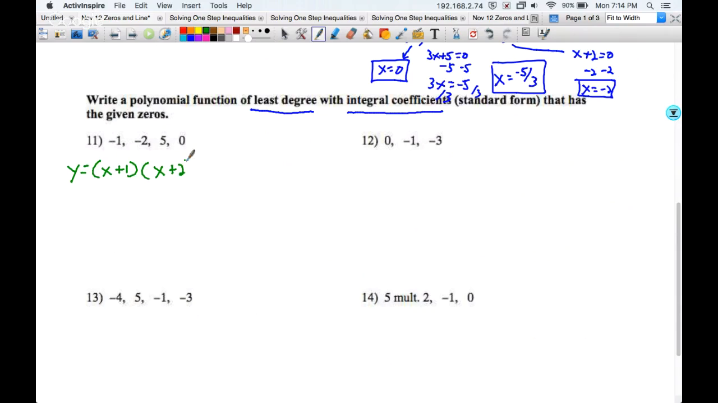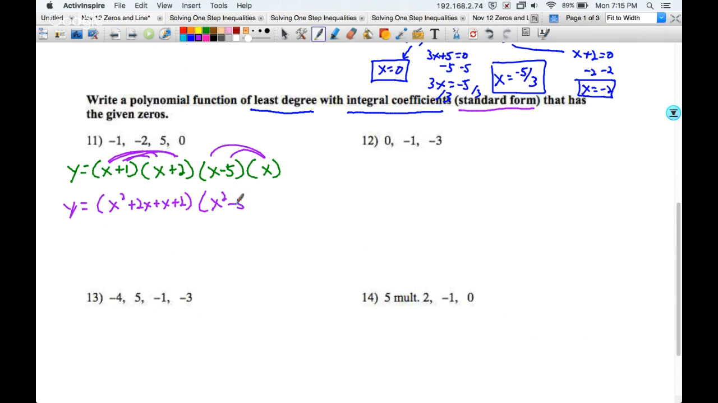Next linear factor will be x plus 2. Next one will be x minus 5. Do you see how I'm getting these? I'm just flipping the sign of these, essentially. And to get one at 0, well, that's just x. All right, we have to do some serious distribution here to get this into standard form. So what I'm going to do is I'm going to FOIL these two, and then I'm just going to distribute the x to these two. And that's going to give me now just two factors, two expressions. X squared plus 2x plus x plus 2, and then x squared minus 5x.